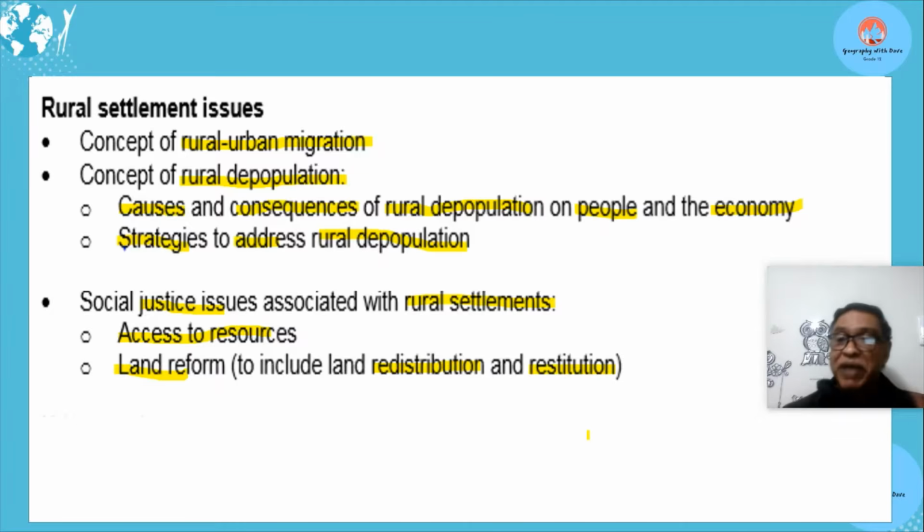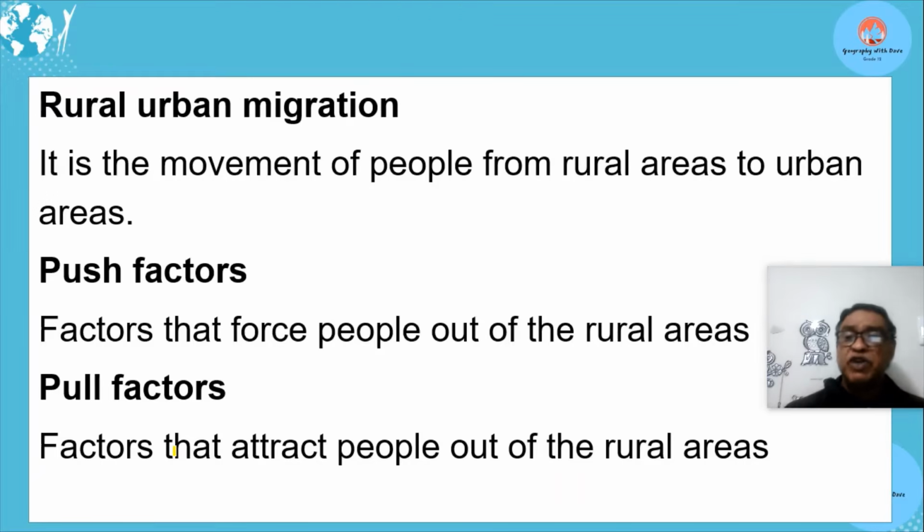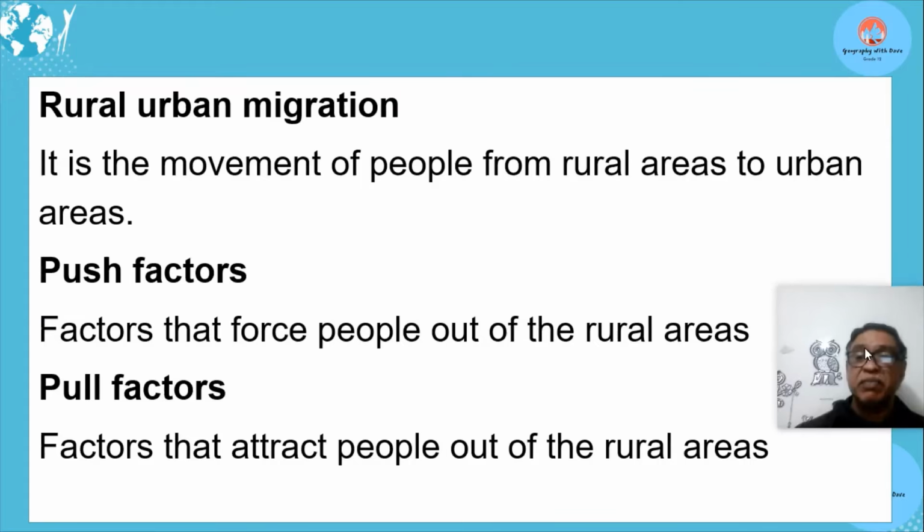Okay, this is basically in a nutshell what we will cover today. So let's get on with the lesson. First of all, as you've learned before, as a baseline, rural urban migration is the movement of people from rural areas to urban areas. Please note it's specifically a movement, all right? People from the rural areas go to the urban areas.